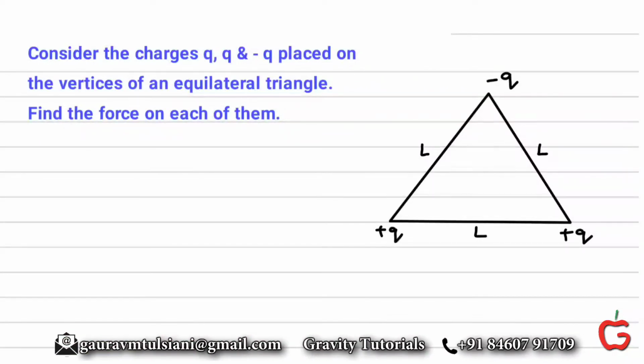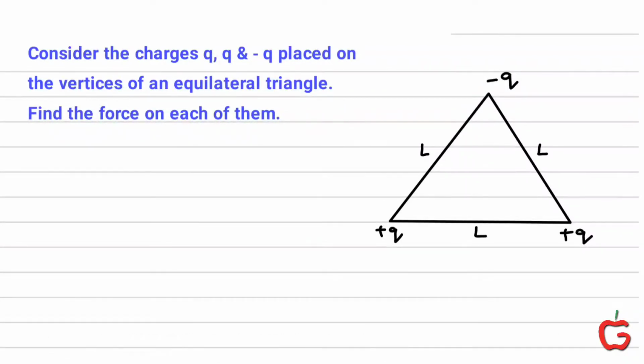Consider the charges Q, Q and minus Q placed on the vertices of an equilateral triangle. Find the force on each of them. So the minus Q charge will be attracted towards the positive Qs in these directions.